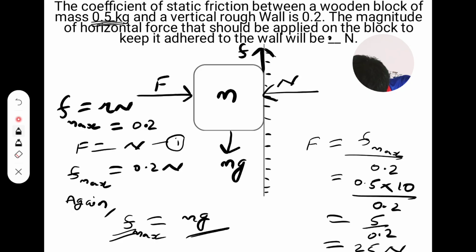So what is your answer? 25 Newton. This is your correct answer. Okay, this is your correct answer, because they have asked the magnitude of horizontal force to keep it fixed on the wall, that is 25 Newton.